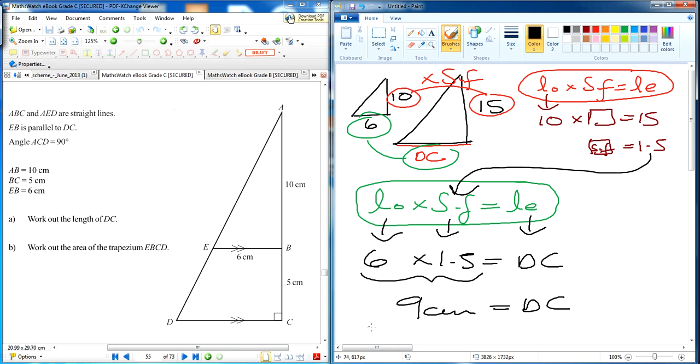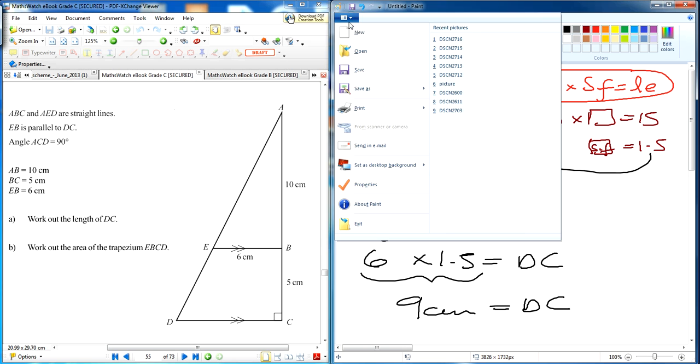Now, part B says work out the area of the trapezium EBCD. Which is, if you follow where my cursor is, this part of the diagram. Okay, are we happy with the first part? Because I need to clear the page as I don't have any more space. You happy with the first part? Have you got that down? Yeah. Okay, good.